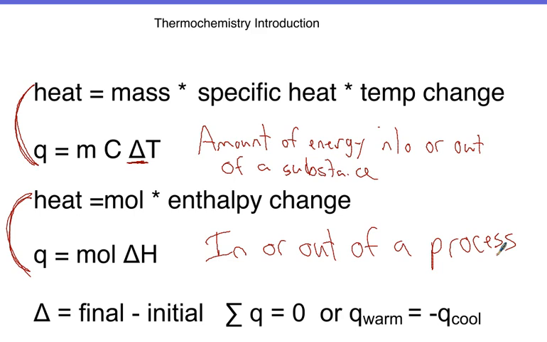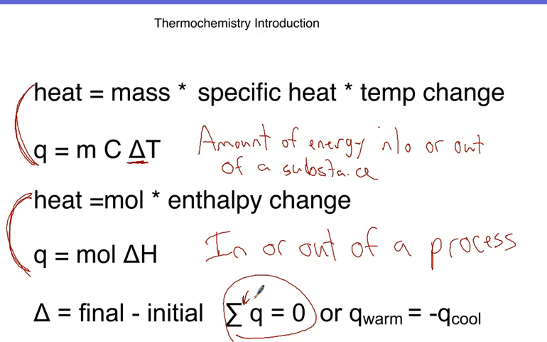And because of the law of conservation of energy, which says energy can't be created or destroyed, if we add up all the heats together, we're going to find that it adds to zero. This symbol here means the sum of something. So if you have all the different heats of things that are inside a closed system, one where it's not exchanging heat with the outside world, we're going to find that they all add to be zero.